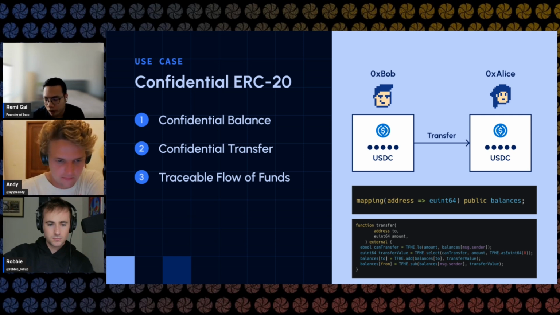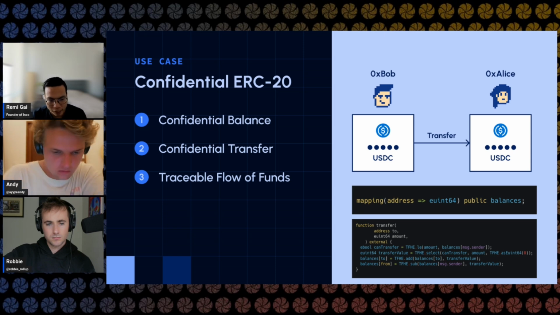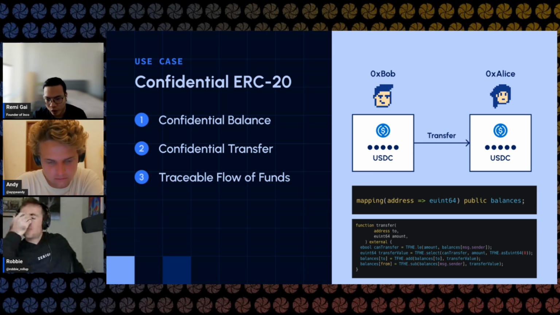I like this example because it's also a stark contrast compared to something like Tornado Cash. When I do a confidential ERC20 transfer, the flow of funds is actually traceable. If I look at Etherscan, I can see that Andy has transferred Robbie some money, but just the amount is encrypted. Versus Tornado Cash, where you're hiding the sender and recipient, breaking the linkage. Here everything happens on chain with FHE, so you do have this traceability aspect.